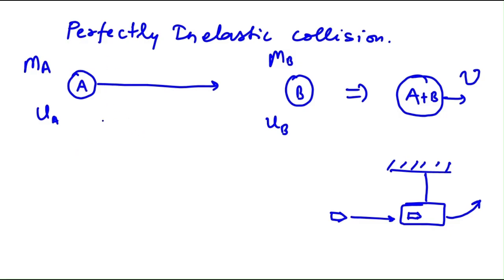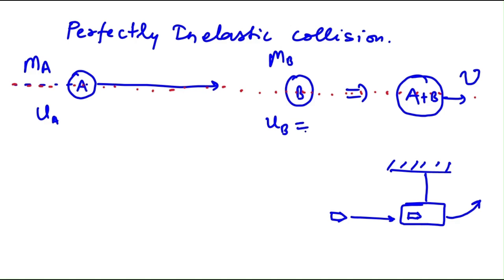To keep all things very simple, we are going to discuss in one dimension only. To start with, we are going to discuss in one dimension, meaning all these things are happening along a single line. That is, this body A is moving along this line, and after hitting, these two are moving along the same line. Now, what will be happening here? The first thing, the initial momentum and final momentum should be the same.